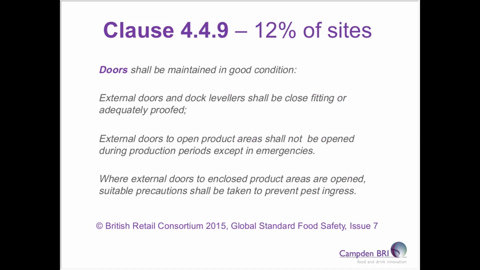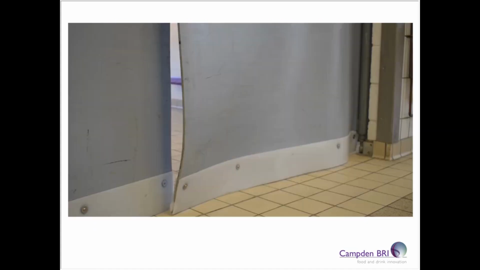Clause 4.4.9, 12% of sites have an issue here, and this is doors. And again, we saw the example here earlier about gaps underneath doors, but there's further issues as well. It says that they should be maintained in good condition. External doors and dock levelers should be close-fitting or adequately proofed, and external doors to open product areas shall not be opened during production periods except in emergencies. And it says where external doors to enclosed product areas are open, suitable precautions shall be taken to prevent pest ingress. So the doors, whether they're internal or external, need to be well maintained and looked after.